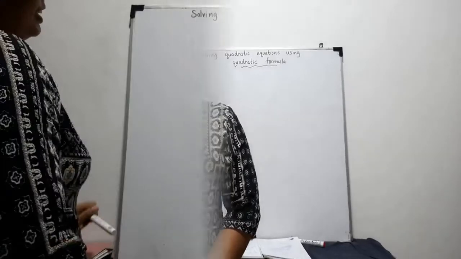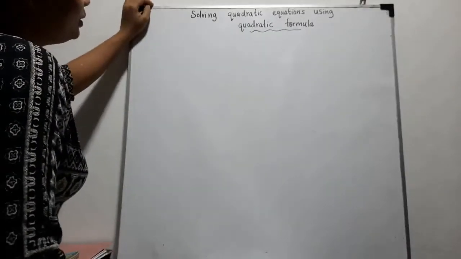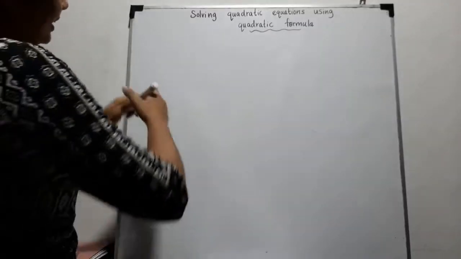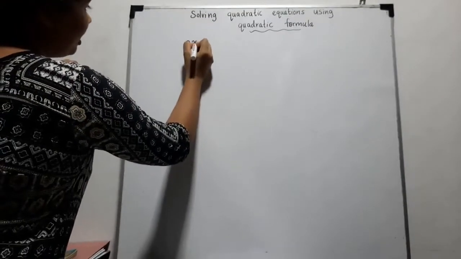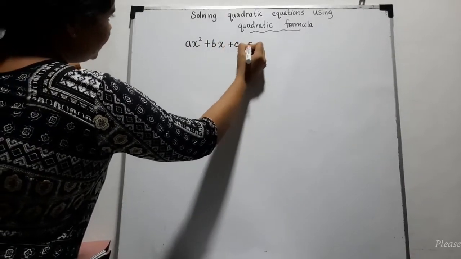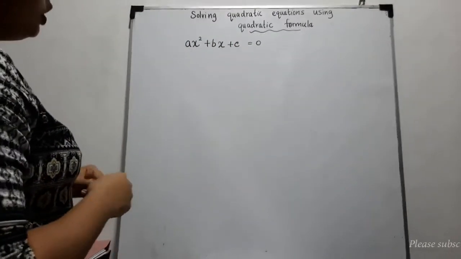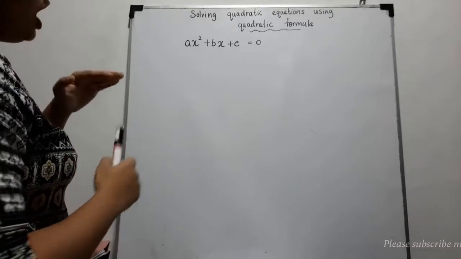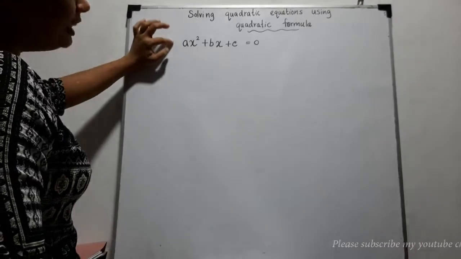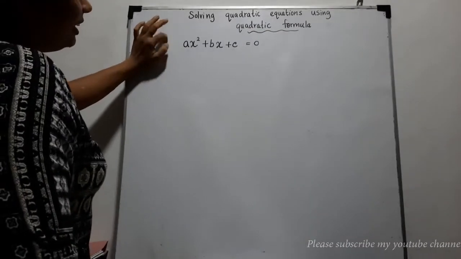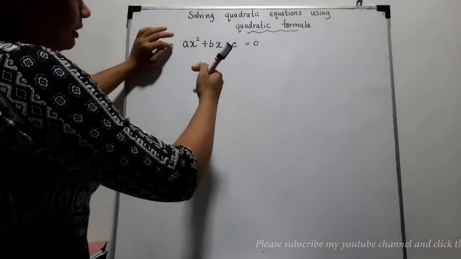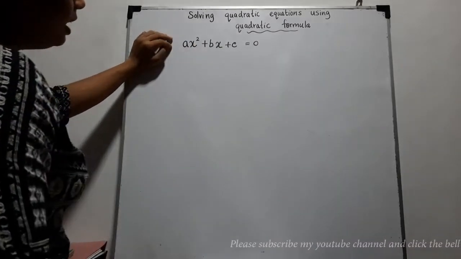Today we are going to learn the third method of solving quadratic equations. Let's learn it. I think this is the easiest method. You know the form of the quadratic equation is ax squared plus bx plus c equals 0. First I am going to teach you how to derive the quadratic formula from this equation, using the completing the square method.